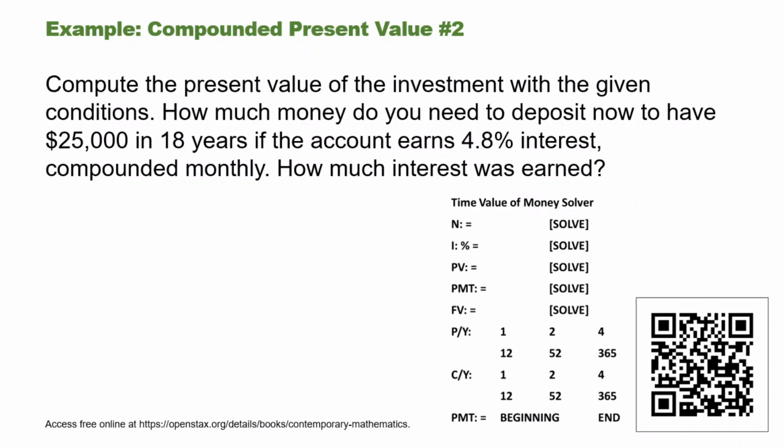Example, compounded present value number 2. Compute the present value of the investment with the given conditions. How much money do you need to deposit now to have $25,000 in 18 years if the account earns 4.8% interest compounded monthly? Then it says how much interest was earned.